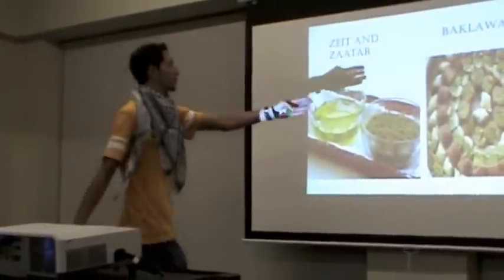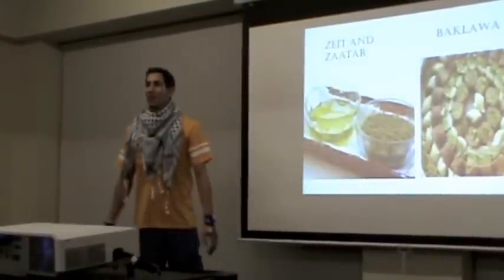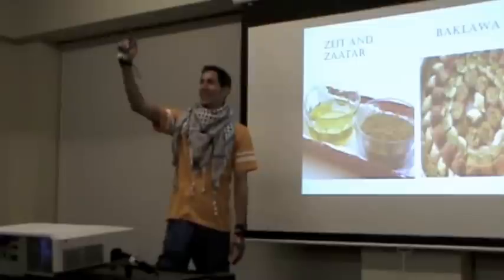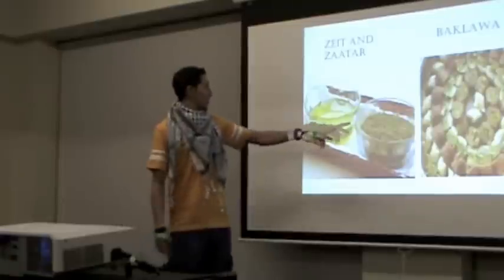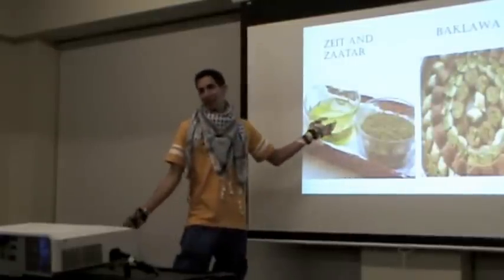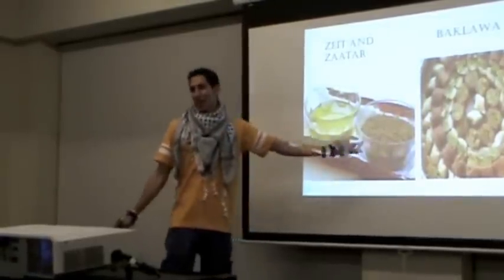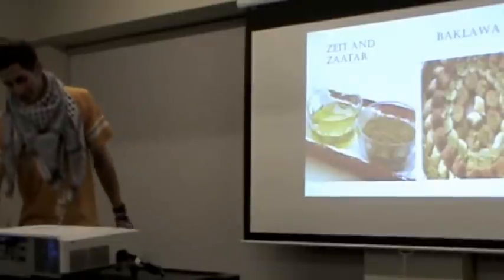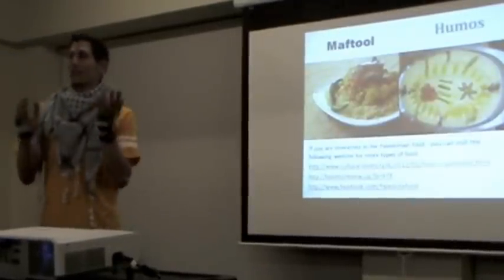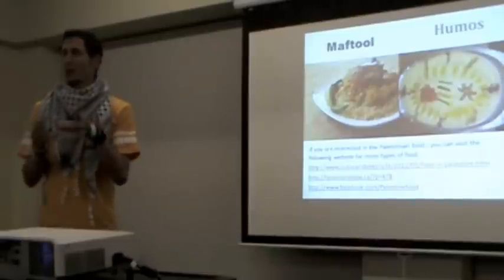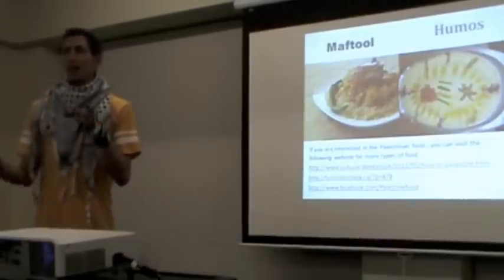This is baklava. Who tried it before? Cool! Wow, awesome. So this is a kind of dessert. And this is zeyt, means like olive oil. And this is za'atar, thyme. Hummus again, and this is maftul. Maftul is like, they make it from dal, I guess.